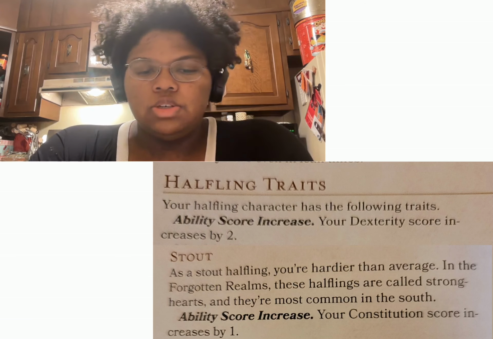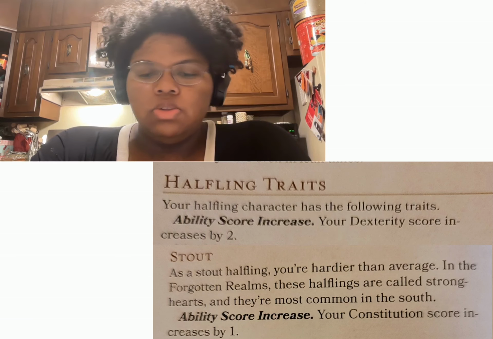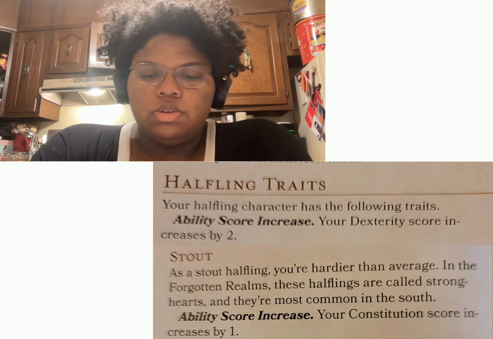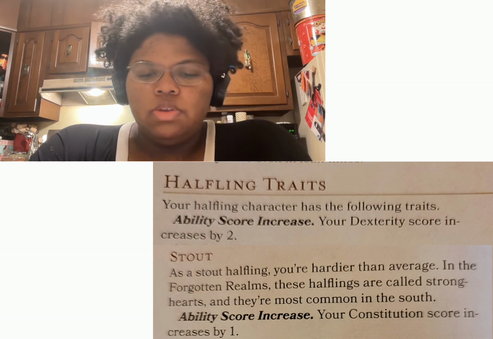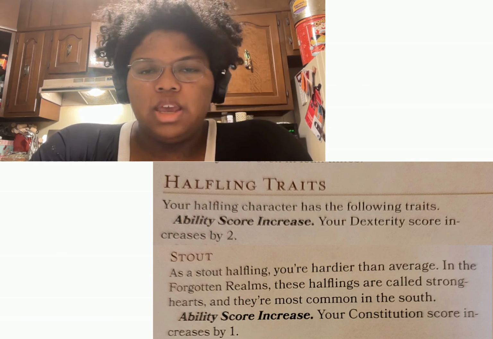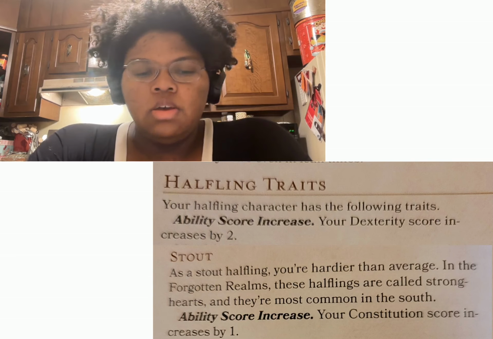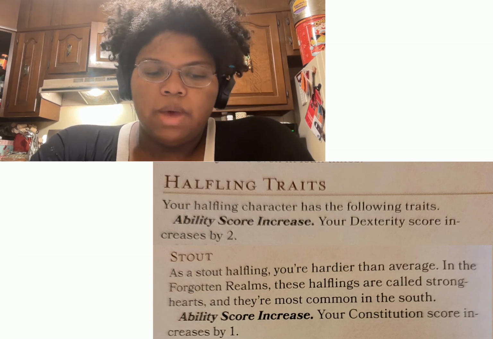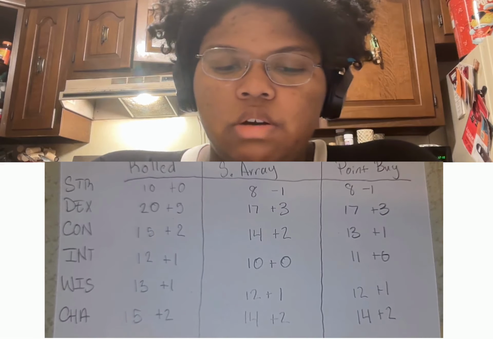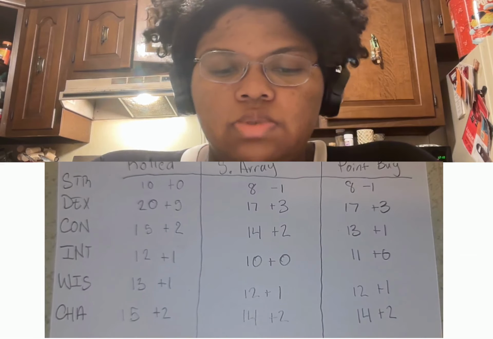The different races in Dungeons & Dragons, humans, dwarves, elves, halflings, and others, all have bonuses to specific abilities. For this rogue, I will make them a stout halfling, which means they increase dexterity by 2 and their constitution by 1. Now that we've added our racial modifiers, here are our final scores and modifiers for each method.